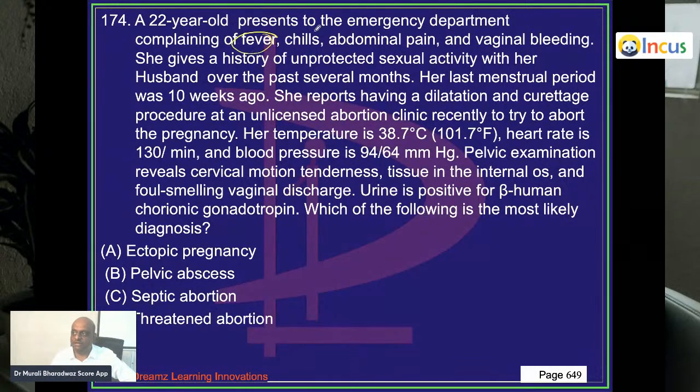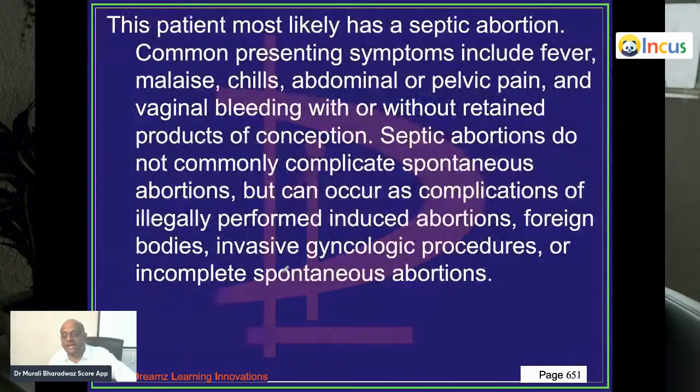22-year-old, fever, chills, abdominal pain, vaginal bleeding. Her last menstrual period was 10 weeks ago. Urine is showing beta HCG positive. And cervical motion tenderness is there. There's a tissue seen at the internal os. Foul smelling vaginal discharge. That is a classical story of septic abortion.